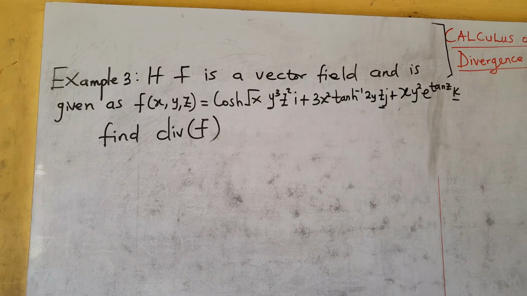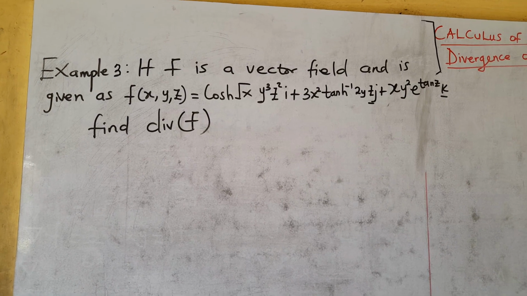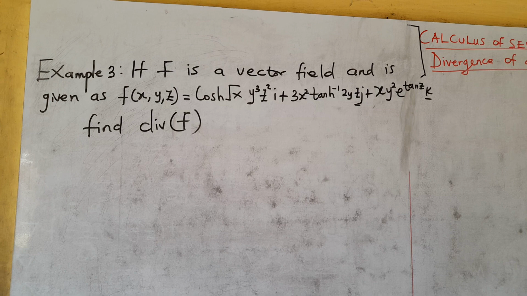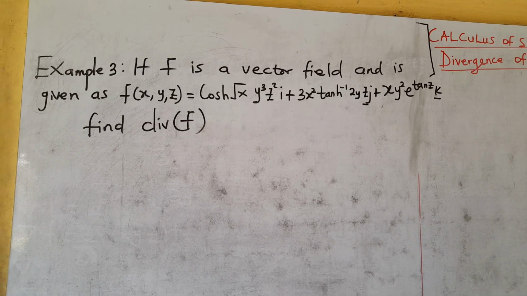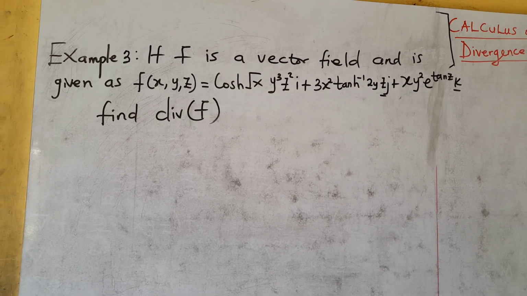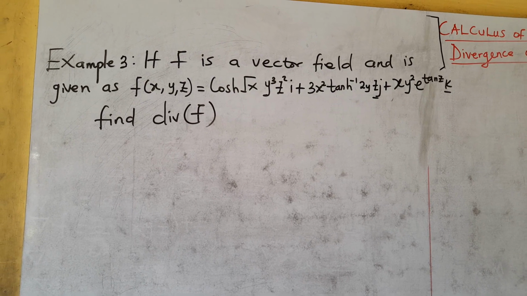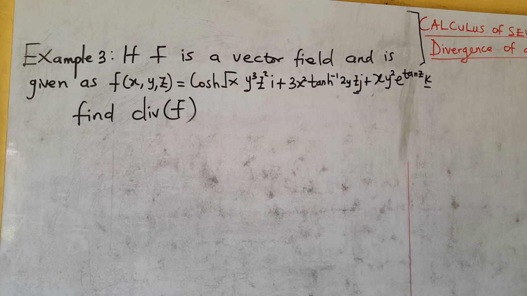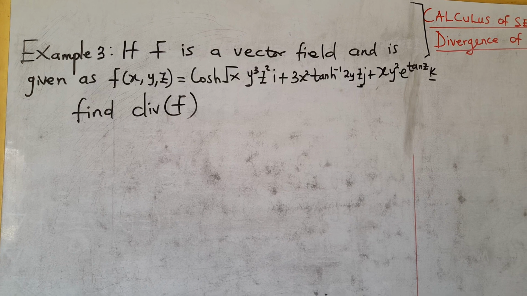So let's solve our third question on this. They say if f is a vector field and is giving us a function f depending on 3 variables x, y, and z, and it is equal to cos the square root of x y cubed z squared in the i direction plus 3x squared inverse hyperbolic function of 2yz in the j direction, then plus xy squared e exponent tan z in the k direction.